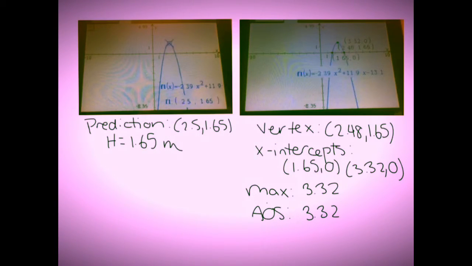and the x-intercepts are (1.65, 0) and then (3.32, 0), and then the maximum of this parabola is 3.32, and the axis of symmetry is x equals 3.32.